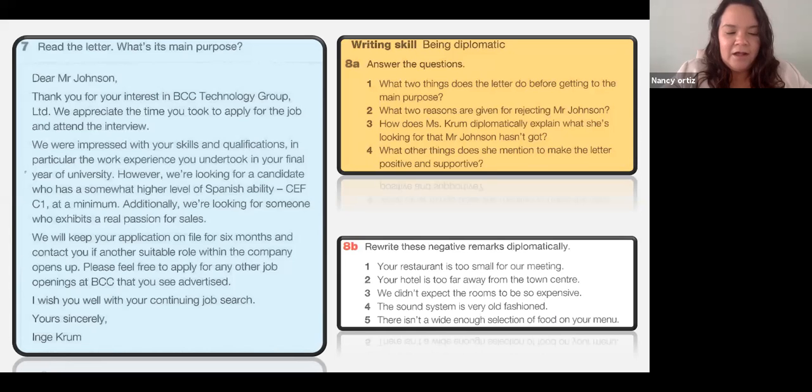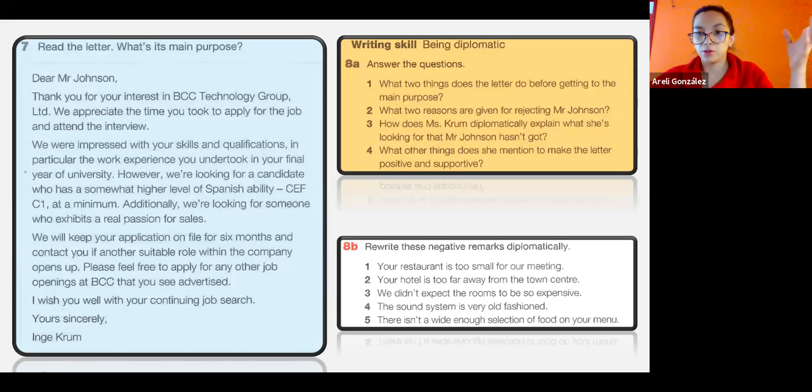Okay. Also, Areli, you had an opinion on this? I was going to say that in the first part, they are making reference to a previous situation. For example, thank you for applying for the job, or thank you for your email. They are referring back to a specific situation. And then, as Bere said, they give good words for the candidate, and then they say the real intention of the letter, that they're not going to give him the job.